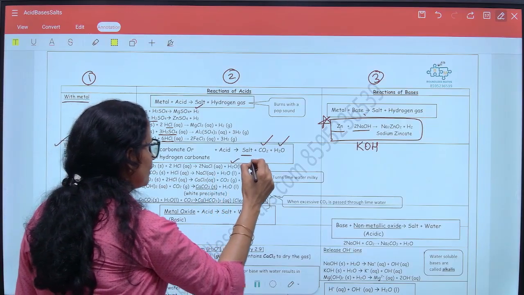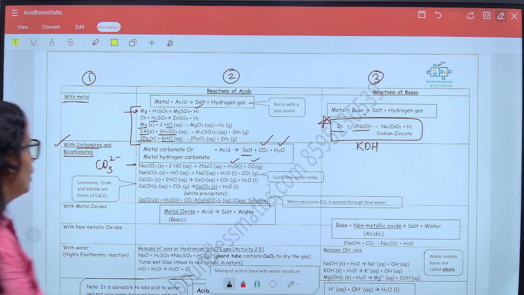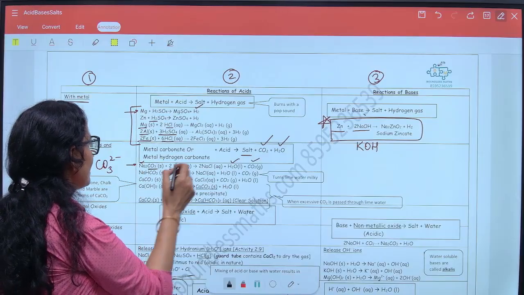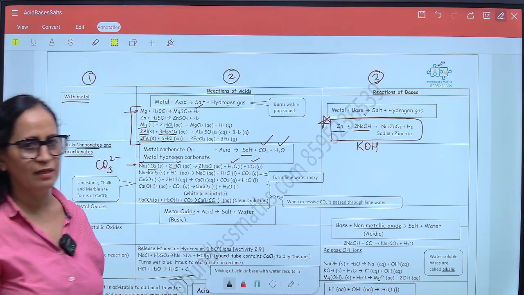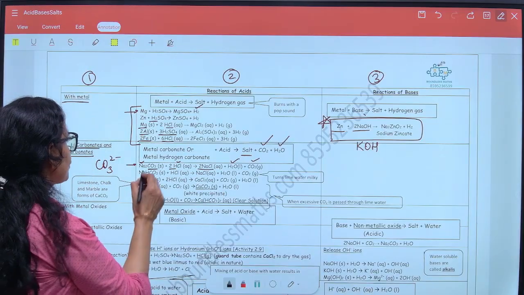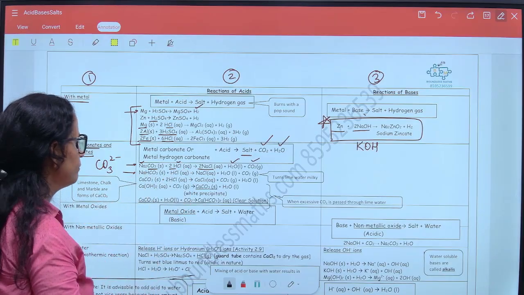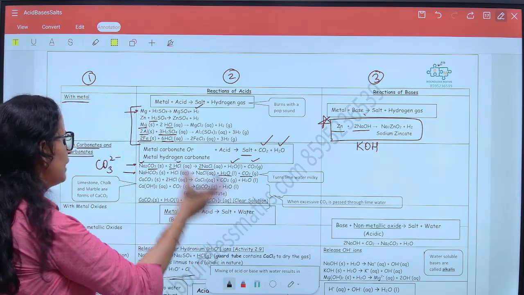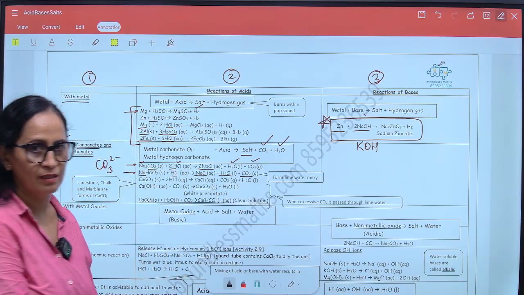First write water and CO2, because water and CO2 is anyway formed in all these reactions. So from here, CO2 and water is gone. What is left out is NaCl. So combine them to make the salt, that is NaCl. Next reaction is sodium bicarbonate plus hydrochloric acid. Again write water and CO2, and what is left out is NaCl, so that combines to form NaCl.